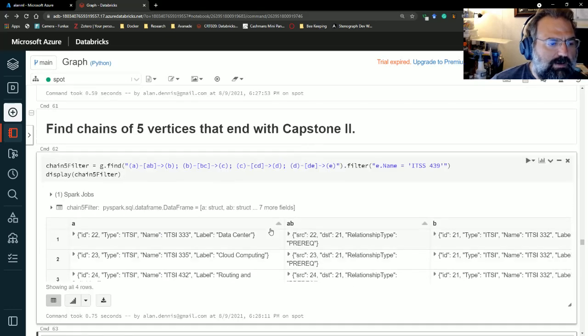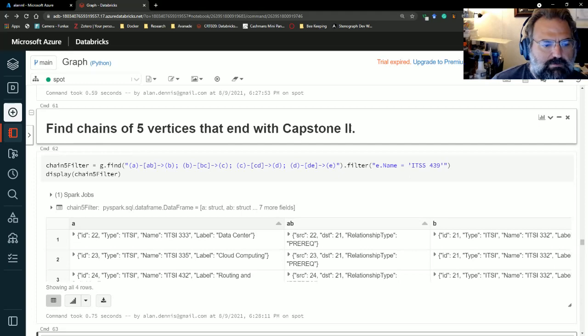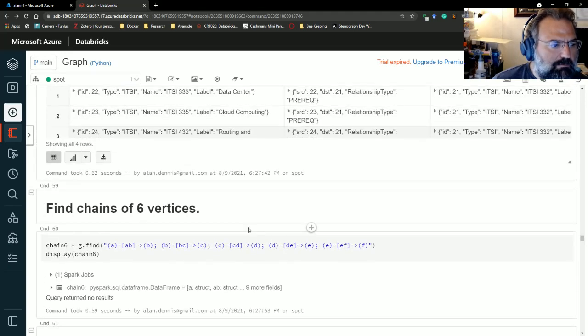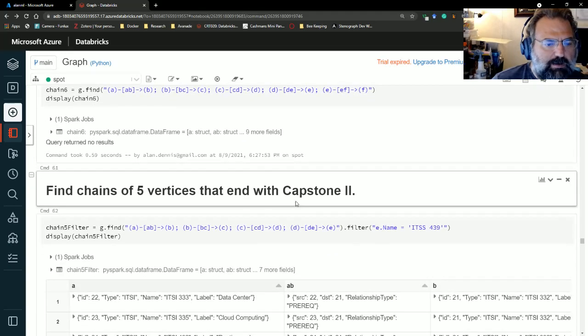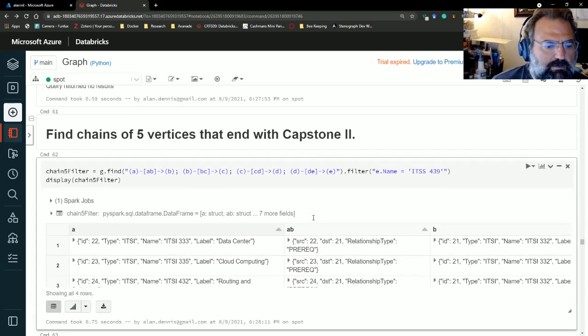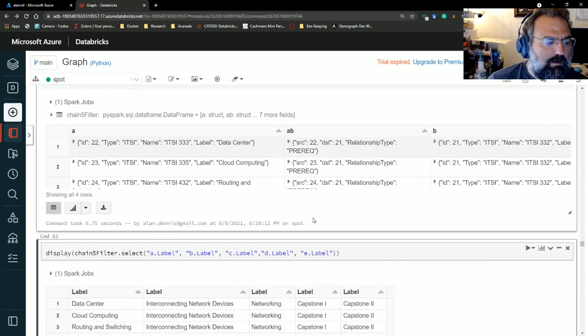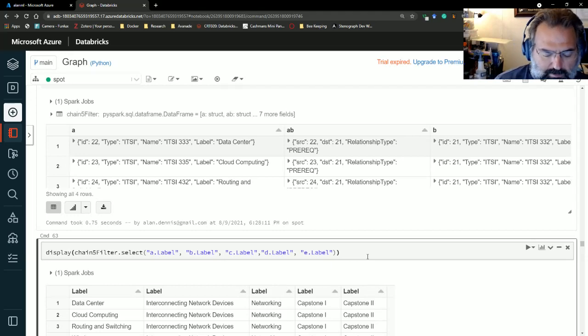So if we take a look back at this, the one that is 5 vertices, and they end with capstone 2, it's not surprising it's the same number, 4, because capstone 2 is the capstone. It's the last course you would take in the program. So we take a look at what that looks like.